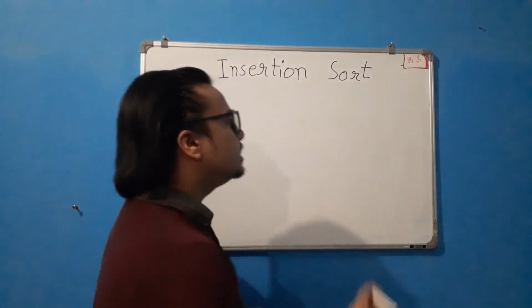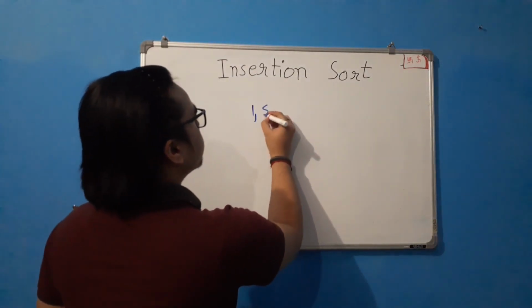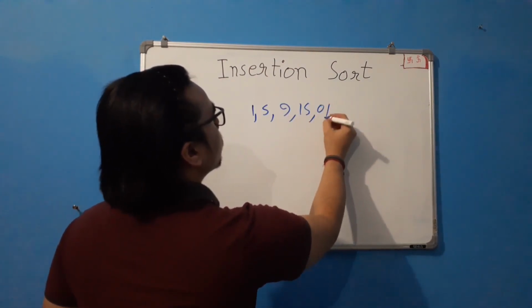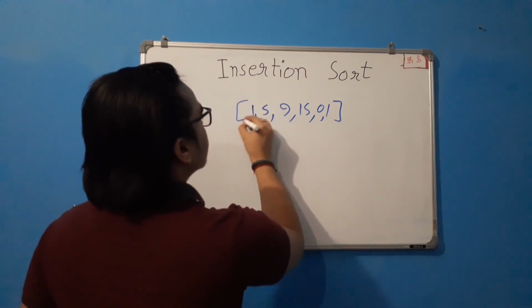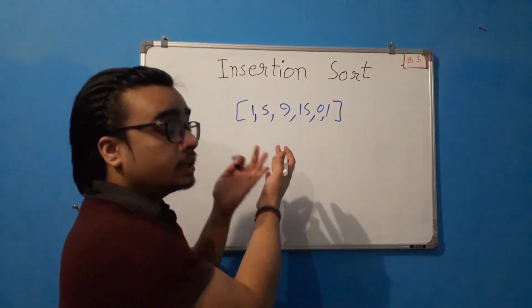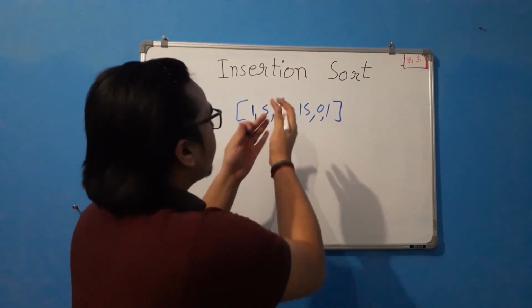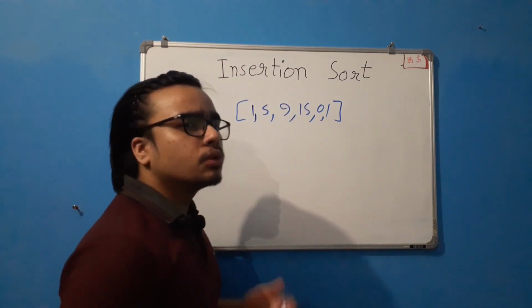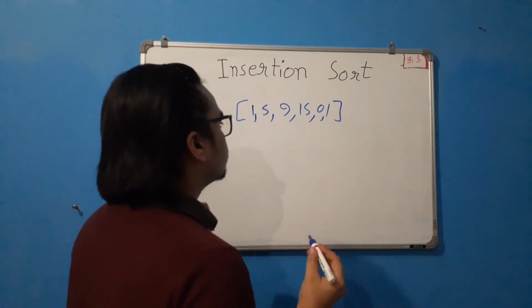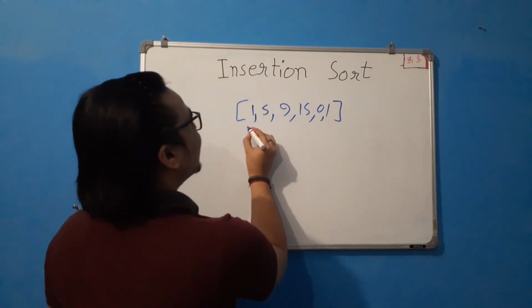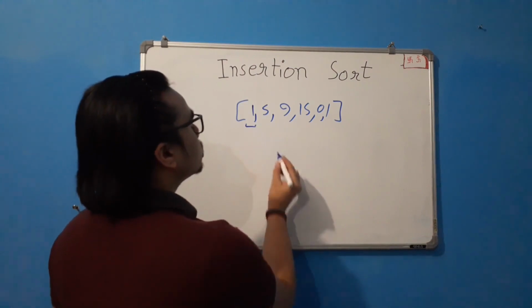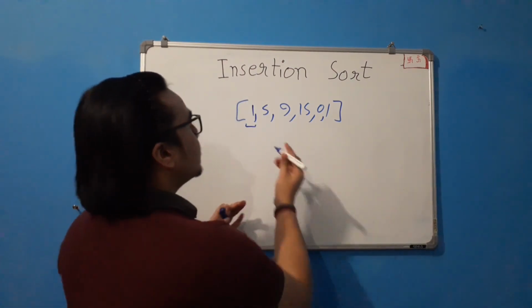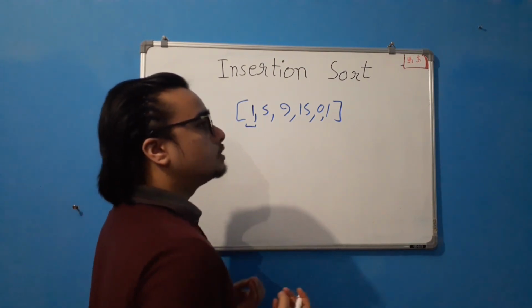Let's say that we have a list 1, 5, 9, 15, 0, 1. This is a list which is not sorted, as you can see. We are asked to use the insertion sort algorithm to sort the list. So how will that happen? Let me show you. First of all, we'll divide this list into two sections, the sorted one and the unsorted one.